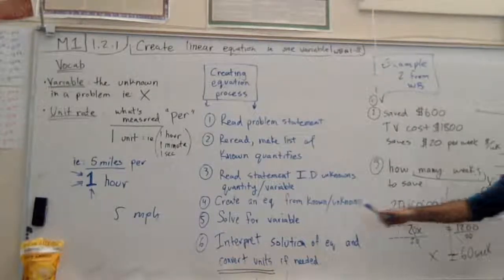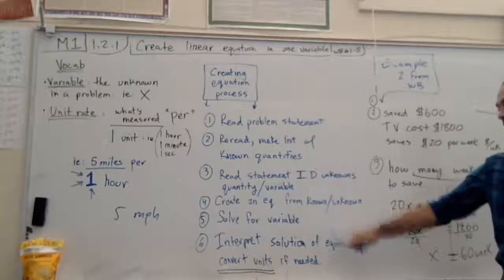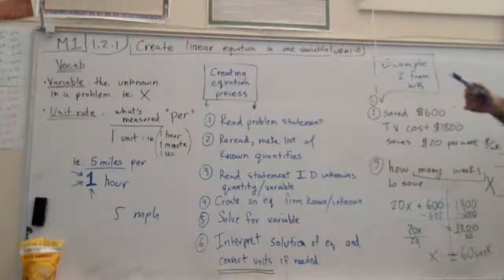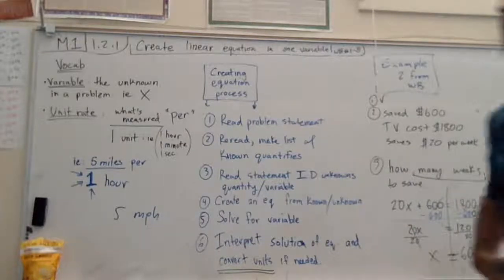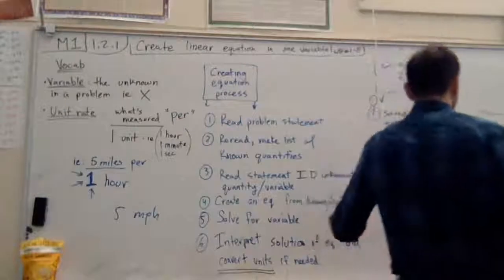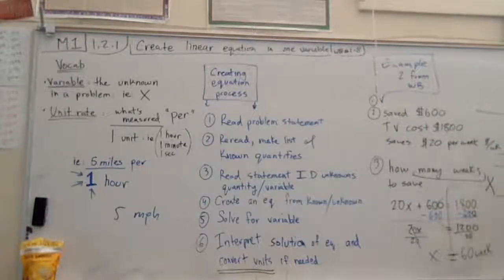Let's look at the question again. Actually, we solved for the variable. That was number 5. Number 6: interpret the solution of the equation. Convert units if needed. What were we looking for in this problem? How many years. We have it in weeks. Is this a big deal? Could be, but I think we can do it.